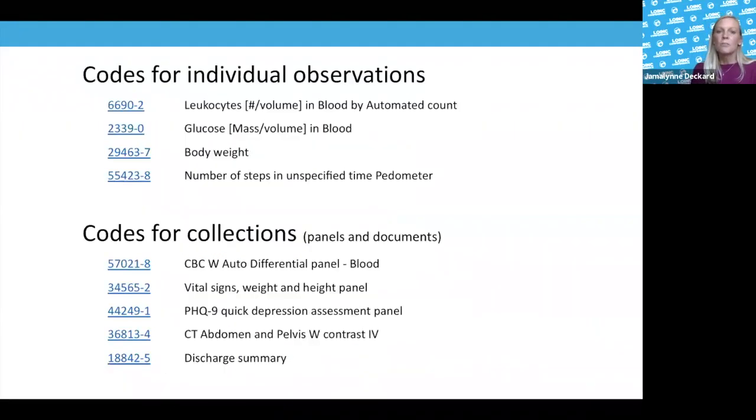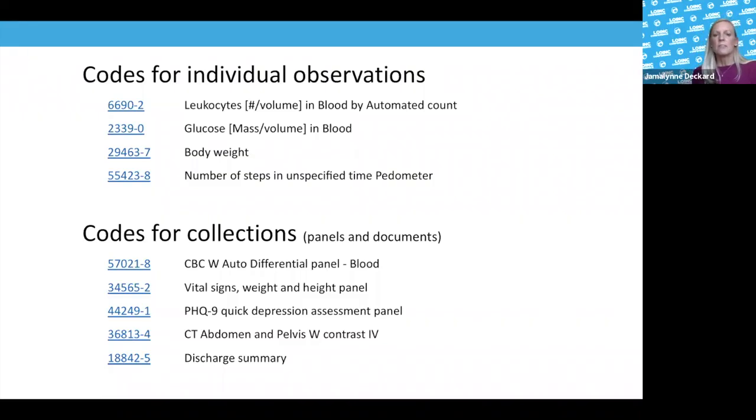So we have codes for individual observations. Like a very specific single test result that is done on a patient, or an observation such as body weight that is made on a patient and recorded. We also have codes for collections. So an order, for example, or a battery, like a CBC with auto differential, or a collection of codes for vital signs, the weight and height panel, and so on.